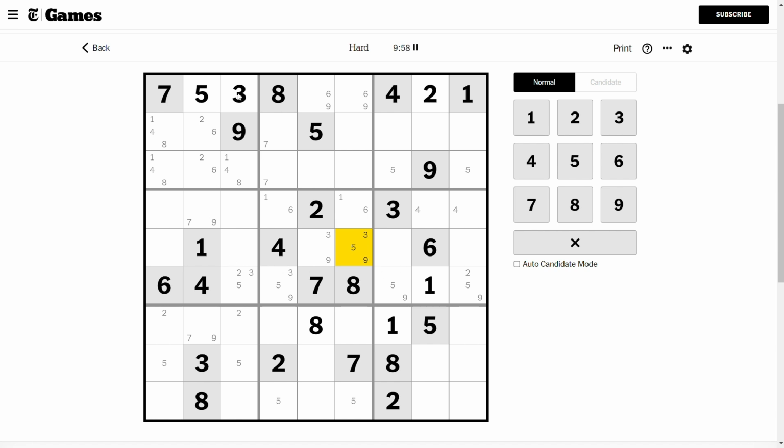Oh, this 3 points down and this 3 points left. So in block 4, the digit 3 is forced into this cell, eliminating 3 from these two cells, then forcing the digit 3 into this cell in block 5, which also makes this 9 and 5.